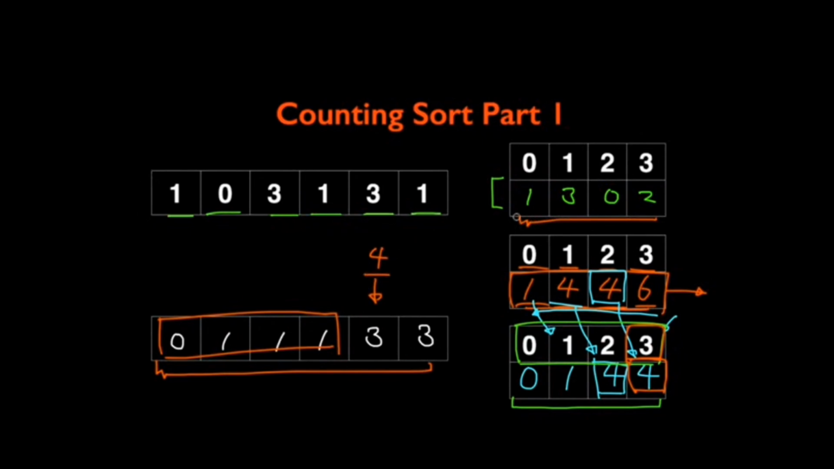There's 1 occurrence of 0, 3 occurrences of 1, and 0 occurrences of 2. So adding them up, there are 4 items that should appear before the number 3. And that's why the starting index for the number 3 is 4.